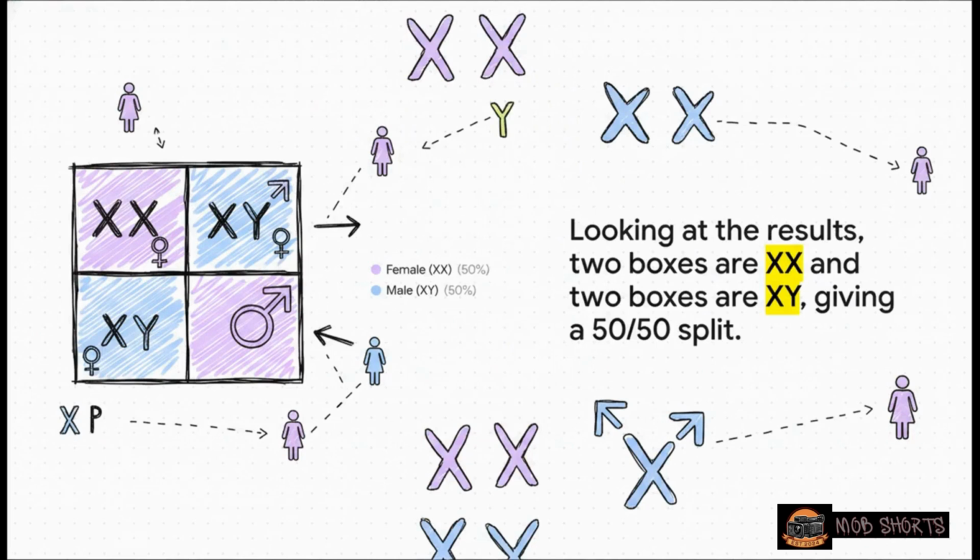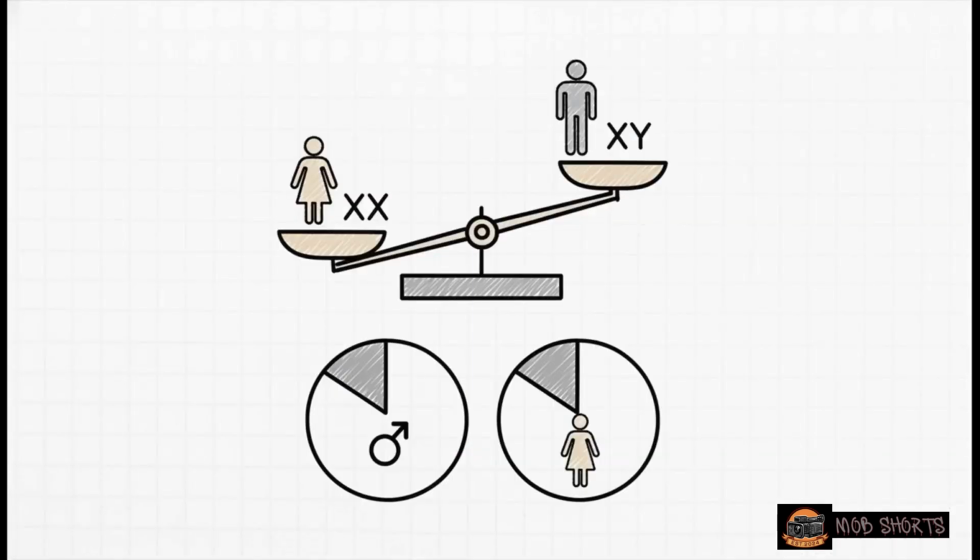So what do we see when we look at the results? Well, our Punnett square shows us 4 possible outcomes. 2 of those boxes are XX, which means a female, and 2 of those boxes are XY, which means a male. That gives us a 2 out of 4 chance for each sex. To put that in the proper scientific terms, this gives us a phenotypic ratio of 1 to 1. What this really means is that for any single pregnancy, there is a 50% chance the baby will be male and a 50% chance it will be female. It's a coin flip every single time.